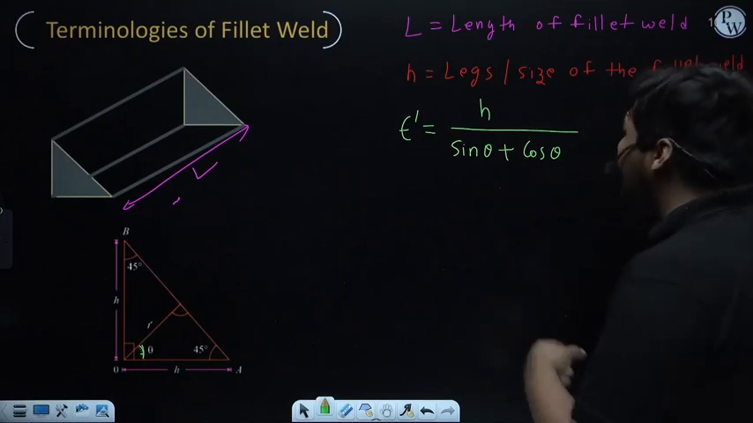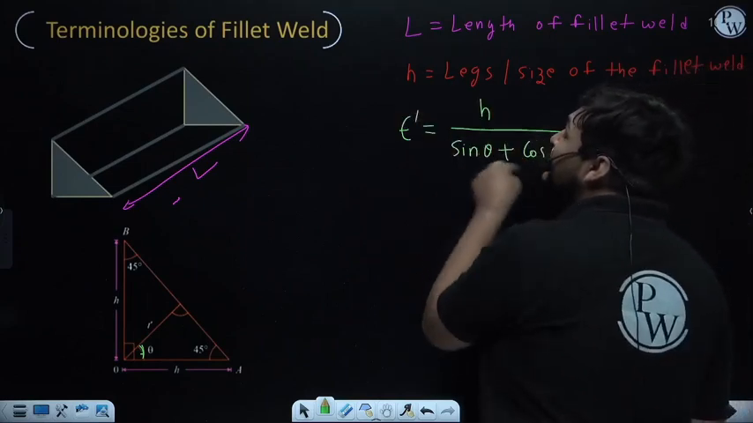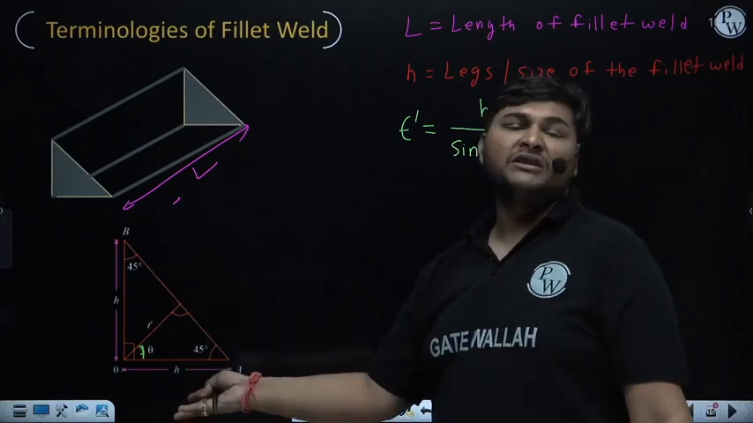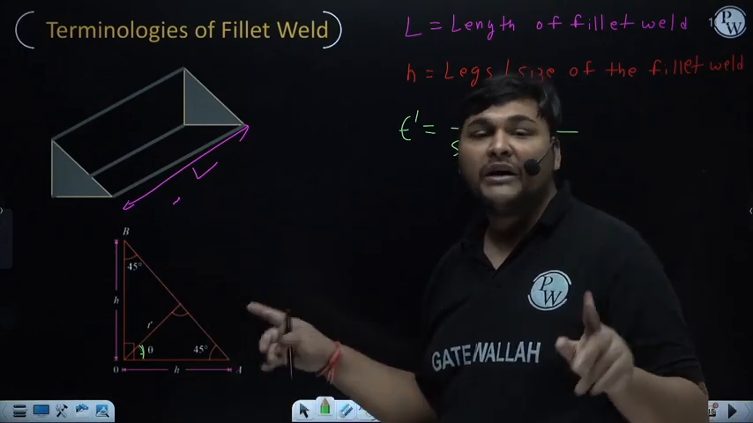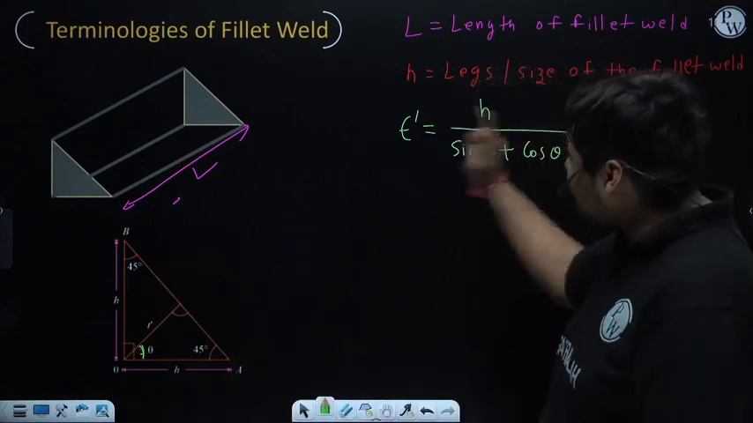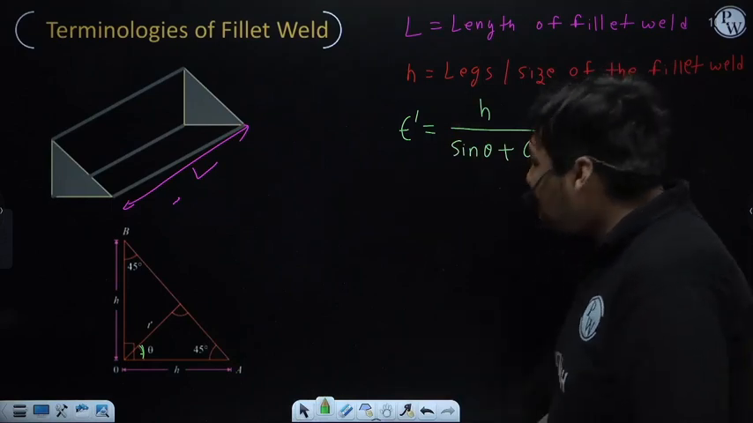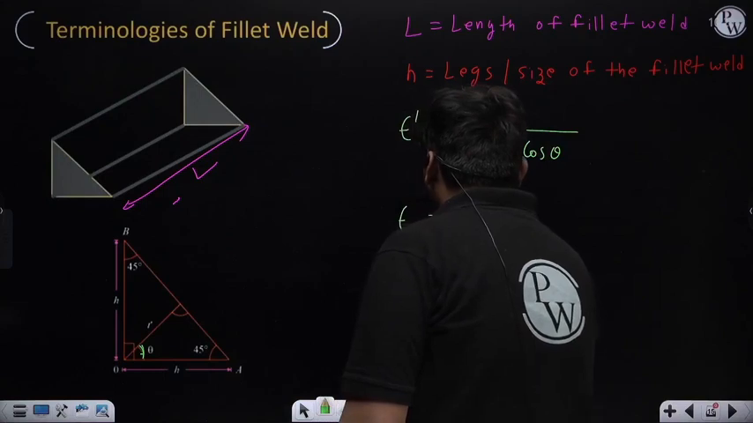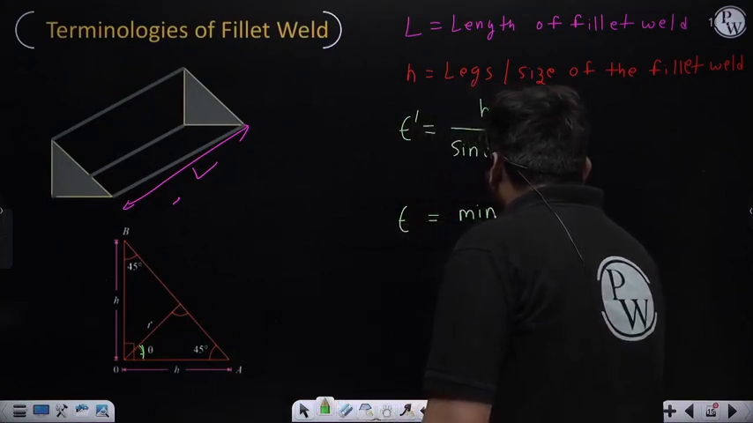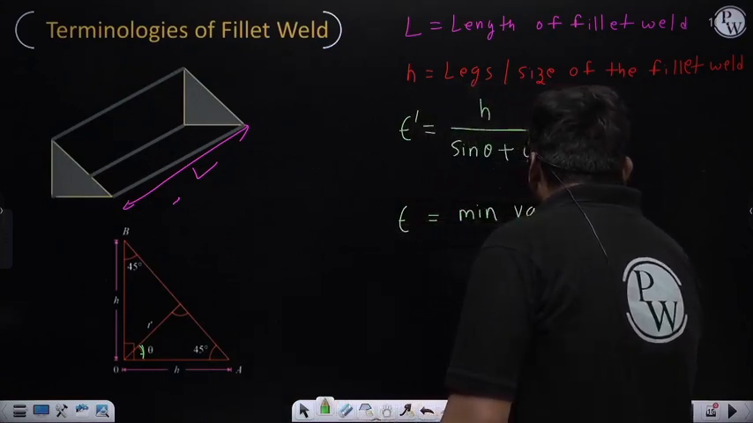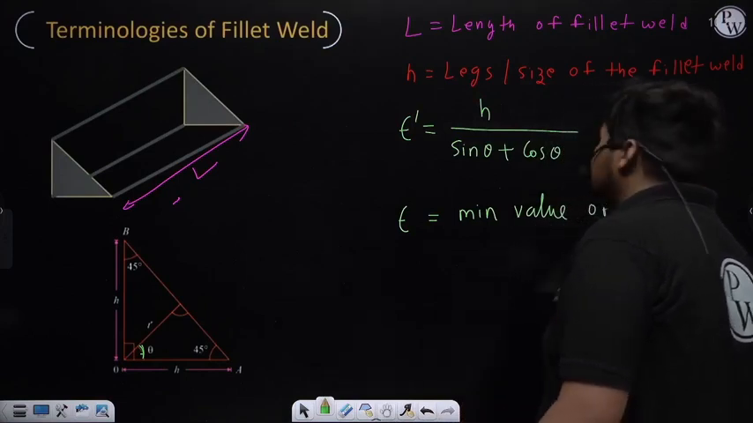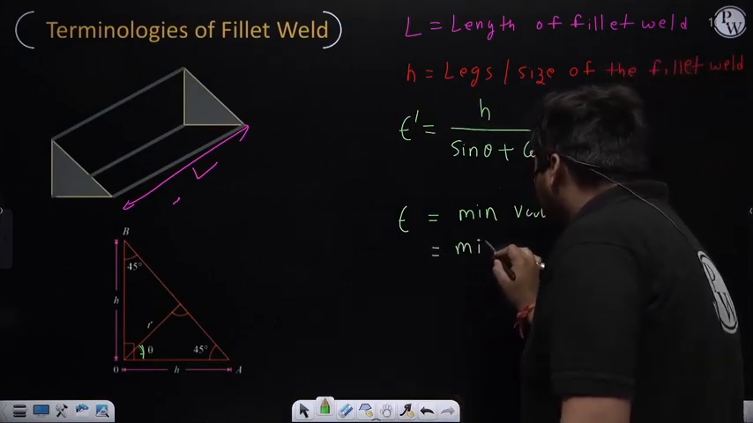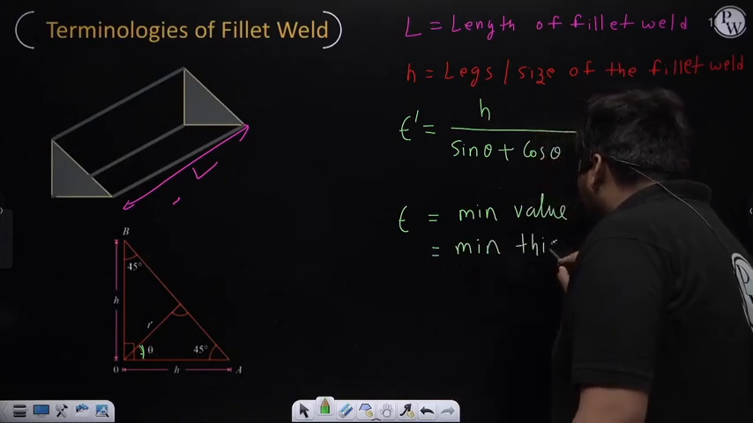Now, what is the minimum value of this T dash? That is important, because here infinite thicknesses are coming, and not all thicknesses are important. The important thickness is the minimum value of this thickness, and the minimum value of T dash I will denote as T. T is nothing but the minimum value of T dash, which means minimum thickness. Can I say T is nothing but the minimum thickness of fillet weld?